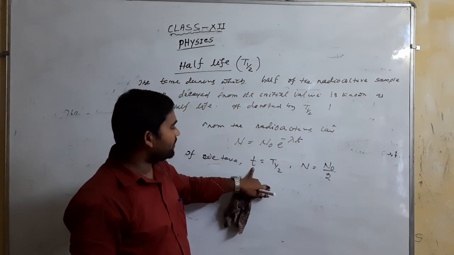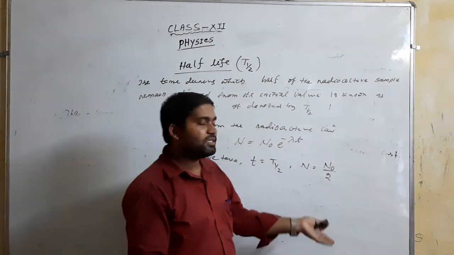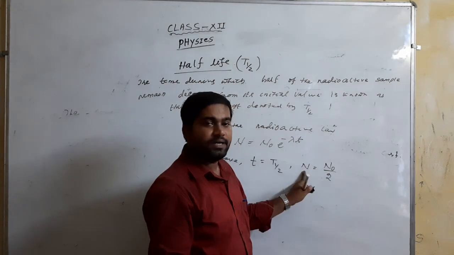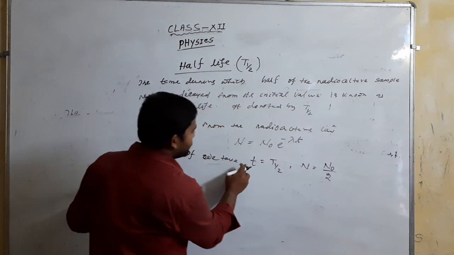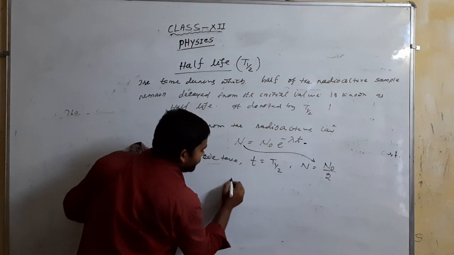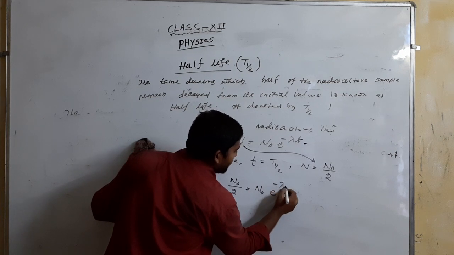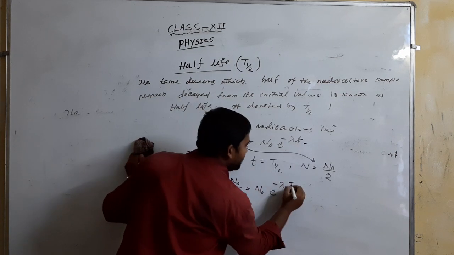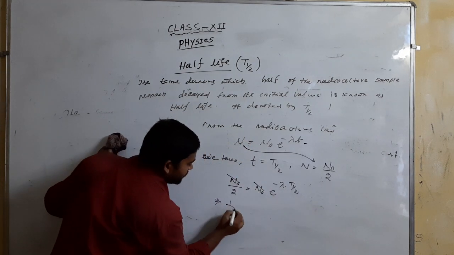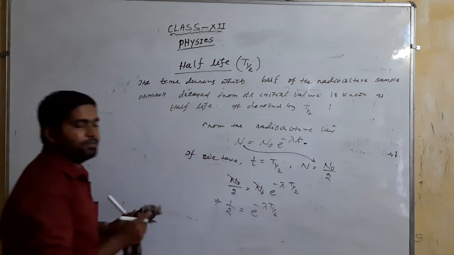So when we take the time period equal to half-life, the number of samples is reduced to 50%. The initial sample is N naught and it is reduced by 50%, so the remaining will be N equals N naught by 2. Substituting this value, N naught by 2 equals N naught e to the power minus lambda, with t replaced by T half. Cancelling N naught on both sides, that gives 1 by 2 equals e to the power minus lambda T half.